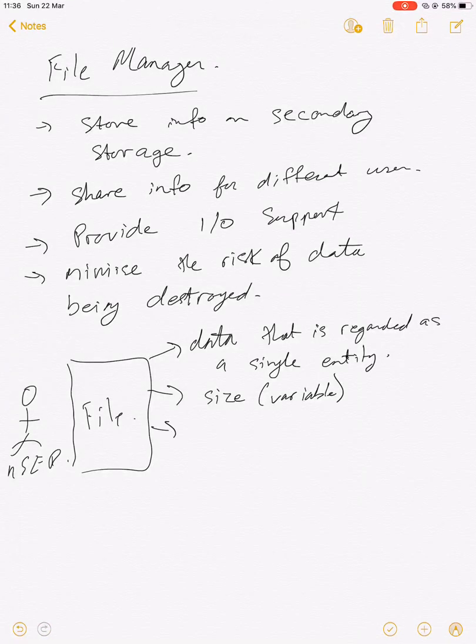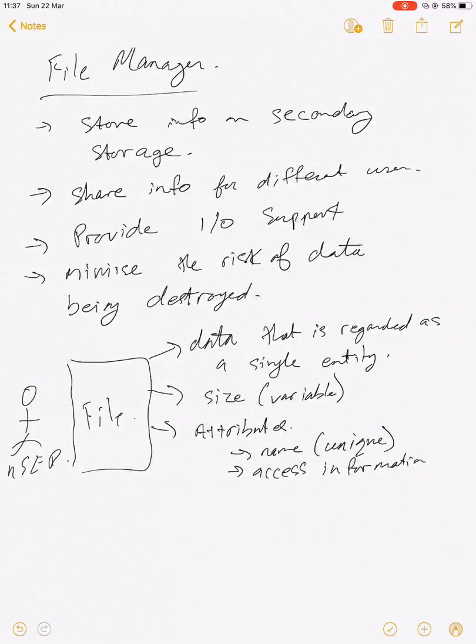It also has what we would call attributes. The attributes that we need for a file: it has to have a name, and this has to be unique. It has to have information around access: when it was created, when it was last read, when it was last modified. It also needs access controls or protection, so we want to be able to limit other users.